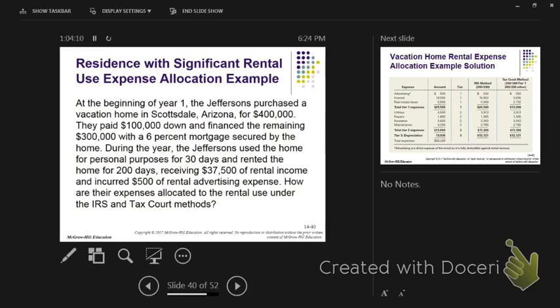So the Jeffersons purchased their vacation home in Scottsdale for $400,000. They put $100,000 down, and they financed the $300,000 at 6%. During the year, they used the home personally for 30 days, and they rented it out for 200 days. Now that's one of the key parts you have to use when you're doing rental expense: how many days did you rent it, and how many days did you use it for personal. They had $37,500 of rental income and incurred $500 of rental advertising expense. How are their expenses allocated under both systems?